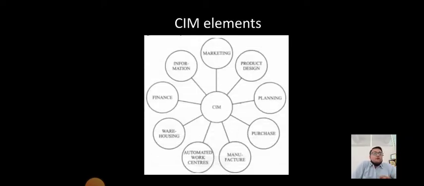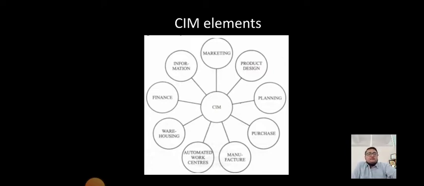So first, CIM elements. There are a total of 9 elements as mentioned in this figure: marketing, product design, planning, purchase, manufacture, automated work centers, warehousing, finance, and information.